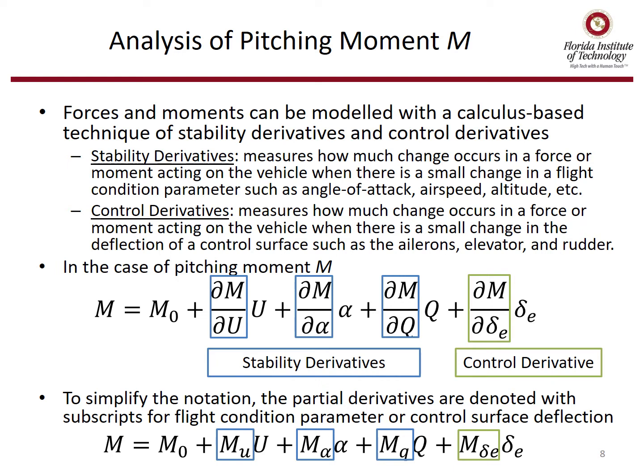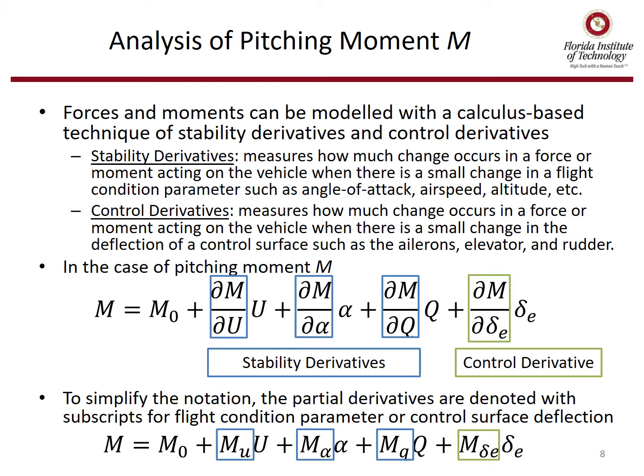So there's a moment with 0 angle of attack, that's m sub 0, and then there's the moment due to speed, and then there's the moment due to alpha, angle of attack, then there's the moment due to pitch rate, etc. So this is the calculus-based model of using stability derivatives and control derivatives. All of this builds to that m on the left-hand side of the equation on the previous slide.